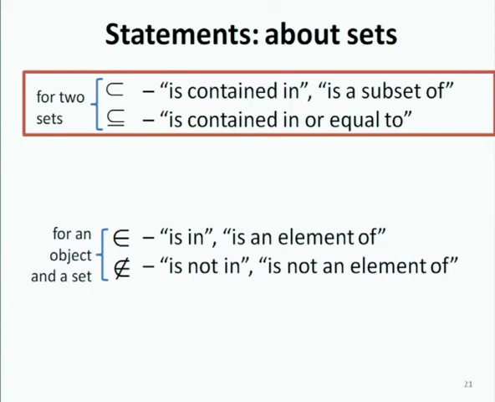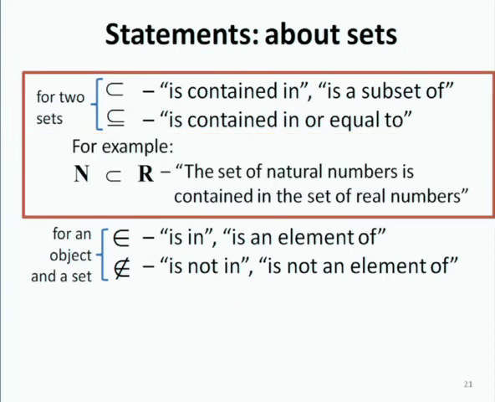So these two are designed to connect 2 sets together. The one on the side means "is contained in," or possibly "is a subset of," but you can think of it as "is contained in." And you can also do "is contained in or equal to," and that's for sets. So you can say, for example, that the set of natural numbers is contained in the set of real numbers. The set of natural numbers is a whole collection of numbers that go together, and as a collection they're in the set of real numbers.